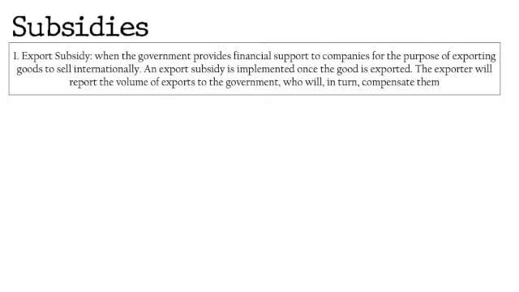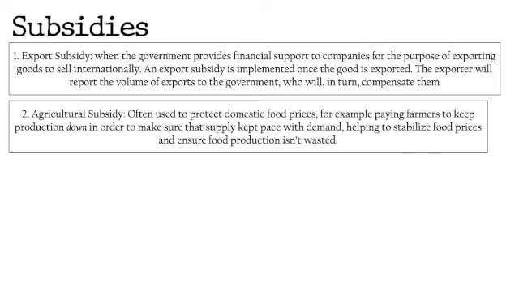To begin with, an export subsidy. Within economics you'll probably look at this more in macroeconomics within international trade. This is when the government provides financial support to companies for the purpose of exporting goods to sell internationally. So it's there to help encourage them to open up an export market, or to remain and become competitive globally. So the exporter will report the volume of exports to the government, who will in turn compensate them.